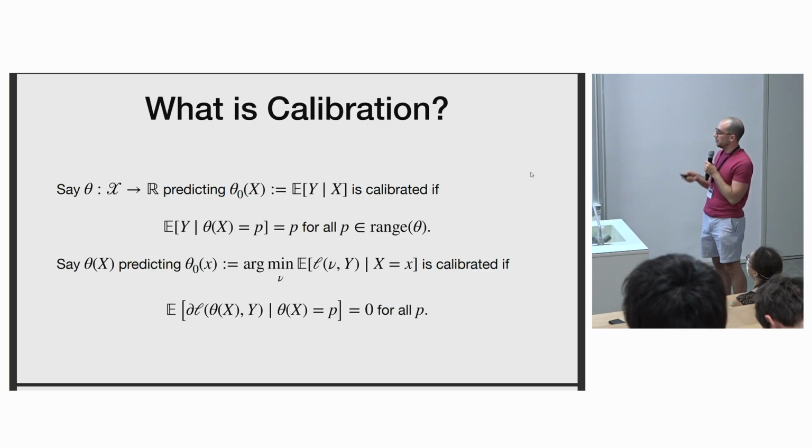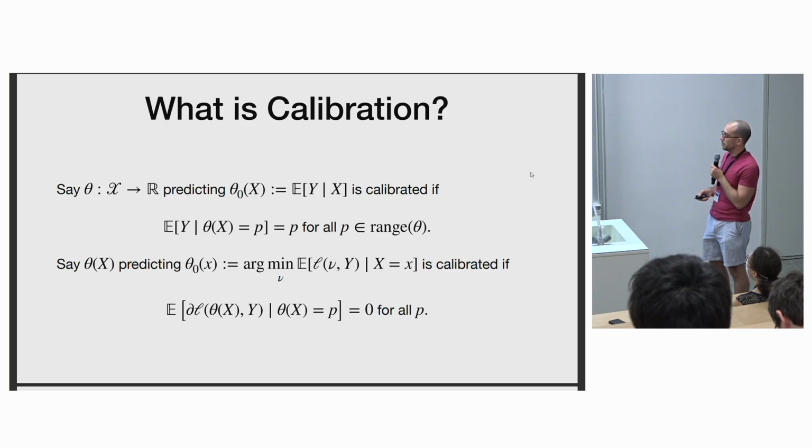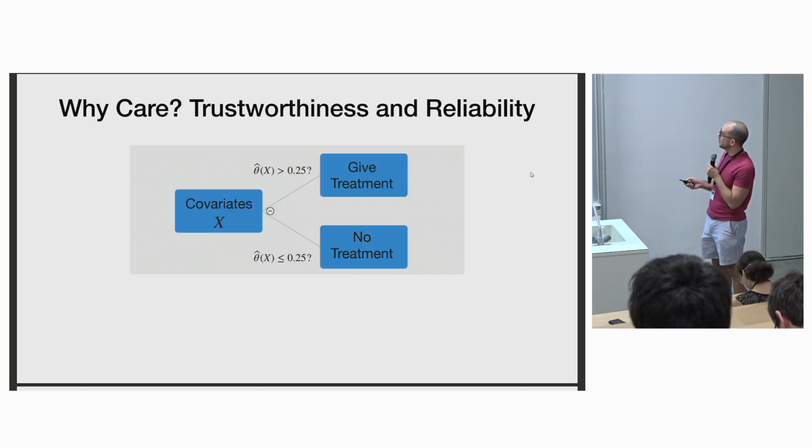It says that a model theta is calibrated if, given the current level sets, there's no way I can update the value of the prediction to further decrease loss. Why do we care about calibration? I'll just do a simple graphical example.